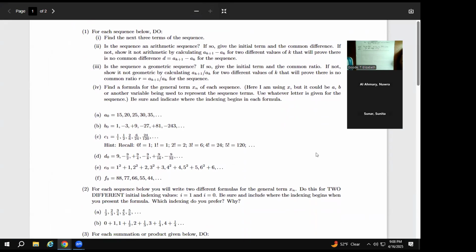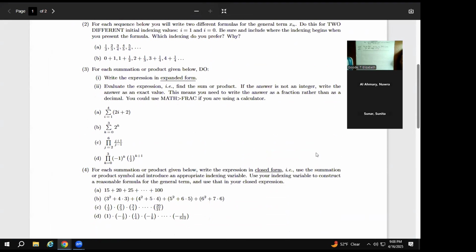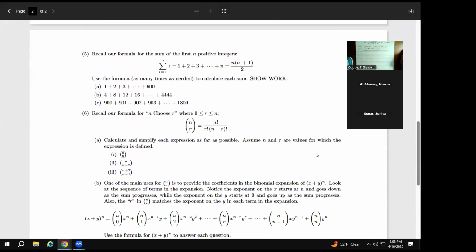Not this one. I have done this one, so let's go down. I think yeah. These are ones I have to do, using the formula? Yes. Okay. So, have you tried 5A?